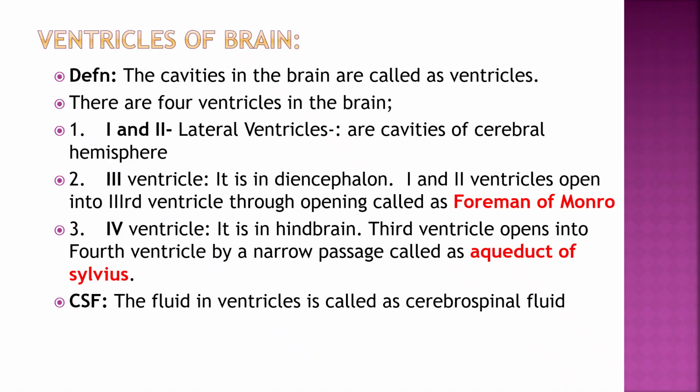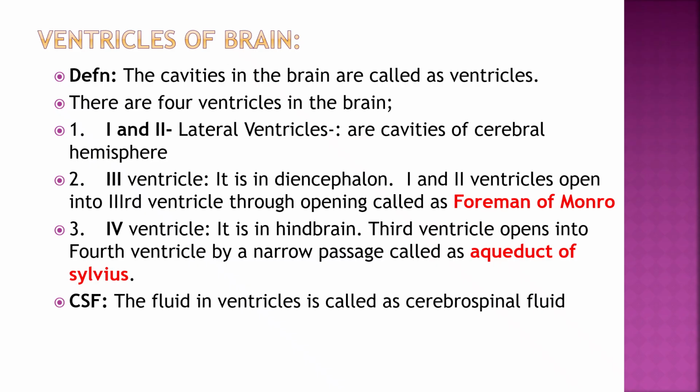Now we will see ventricles of the brain. So cavities or spaces present in brain are called as ventricles, and because of that the brain weight becomes lighter. So there are mainly 4 ventricles in the brain. So first and second ventricle, they are also called as lateral ventricles. They are cavities of the cerebral hemisphere.